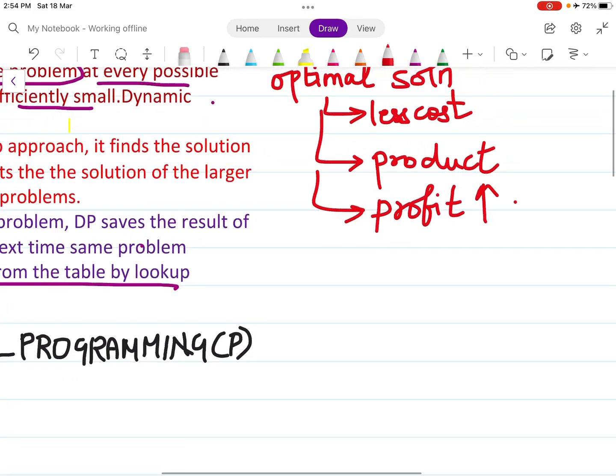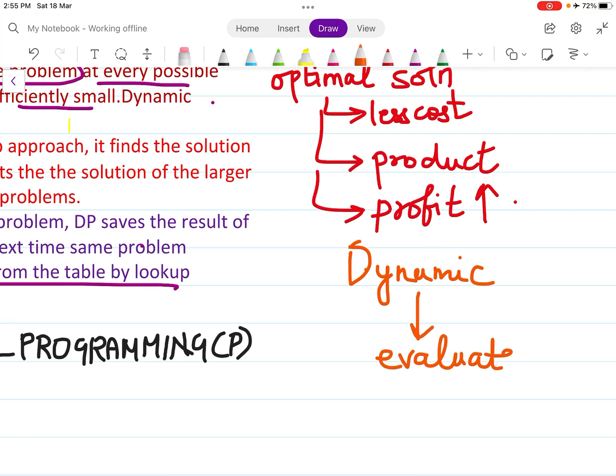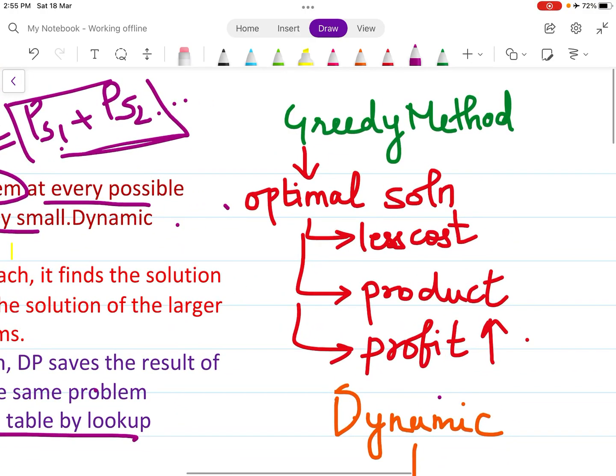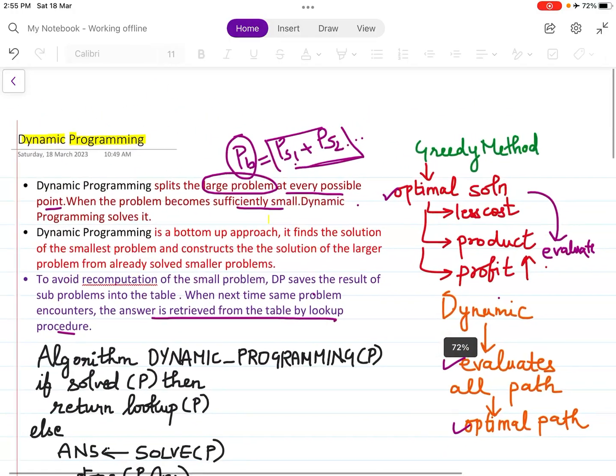Whereas in the case of dynamic programming, you will evaluate all the paths. Dynamic programming evaluates all paths and then decides which is the most optimal path. So first it will evaluate all the paths, then decide which one is optimal. In the case of greedy, first you decide the optimal and then you evaluate. So first decide optimal, then evaluate. In dynamic programming, first evaluate, then decide which one is optimal.